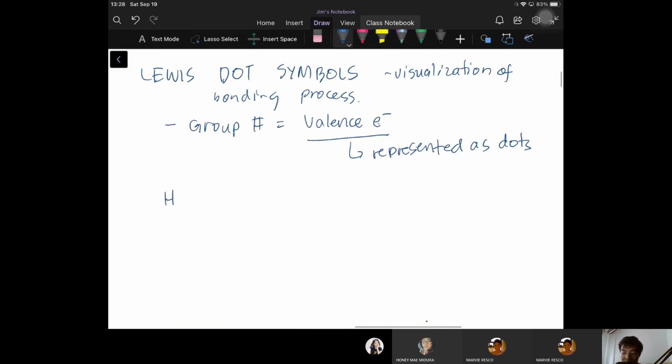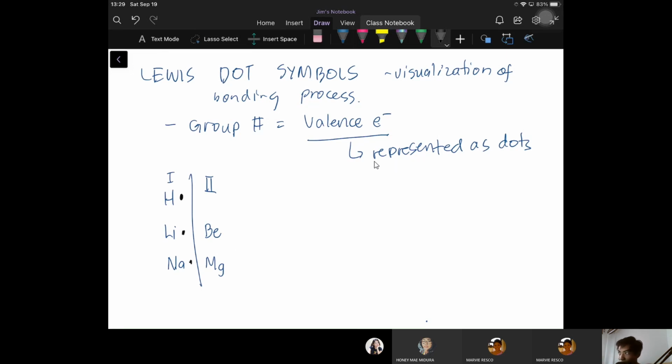So for example, we have hydrogen. Group 1 yan, di ba? Okay, so si hydrogen since group 1 yan, yan ay may 1 dot na. Si lithium, yan ay may 1 dot. Si sodium, yan ay may isang dot na, kasi group 1. So that means, kung group 1 yan, isang valence electron, that means 1 dot yan. Okay. So punta tayo group 2. Beryllium, magnesium. So pag group 2 naman, ano meron? 2 dots. Dalawang dots na.